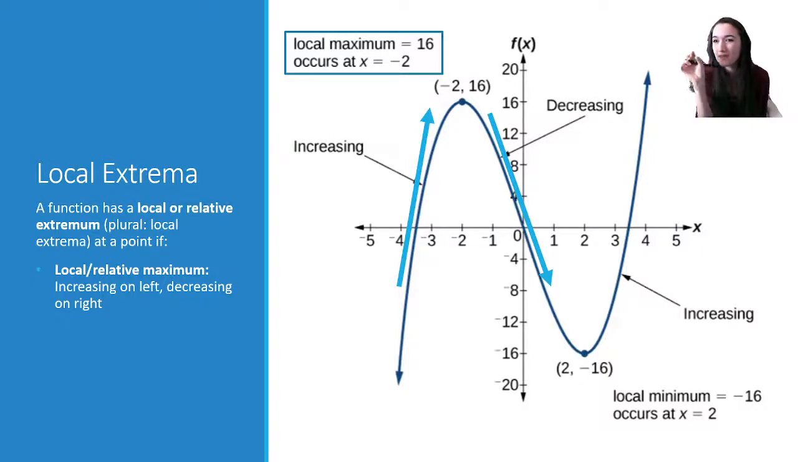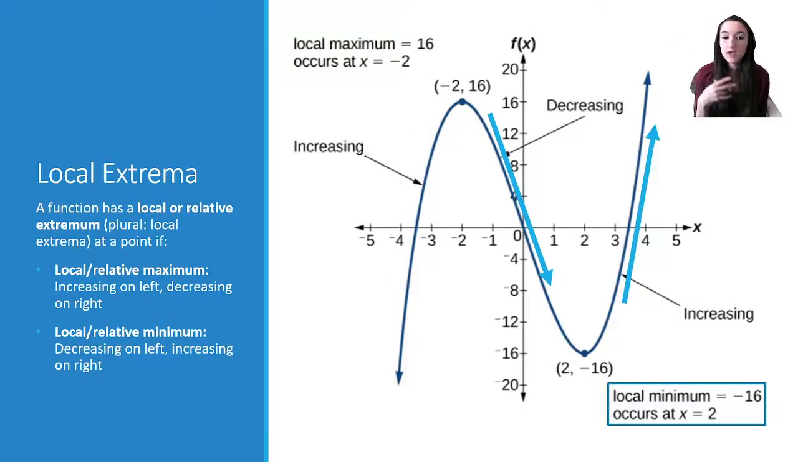The area around it can be just a small, tiny little area, and then it shoots back up, it doesn't matter. The point is that if you can make an open interval where it is the maximum of that interval, then we have a relative or local maximum. Similarly, a local or relative minimum is where we are decreasing on the left and then increasing on the right.